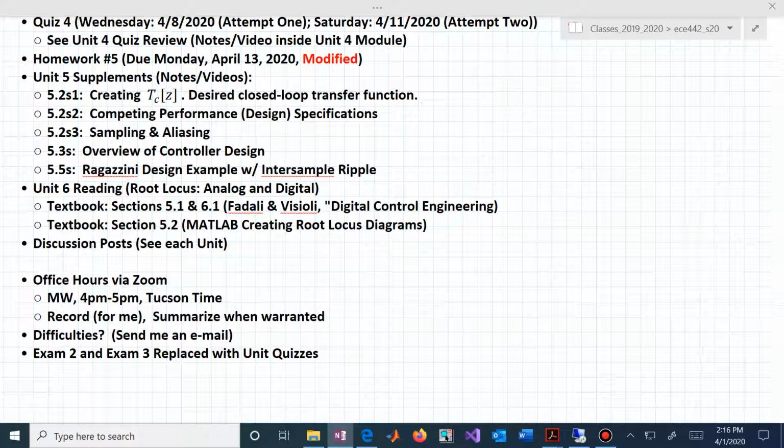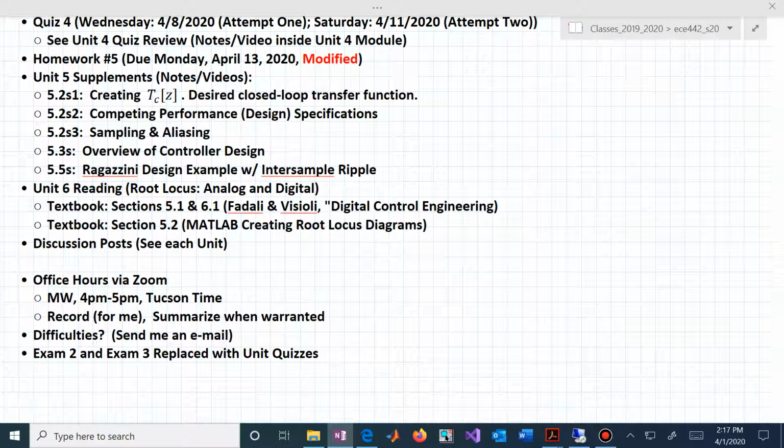Section 5.1 talks about the root locus sketching strategy for the analog controller, and 6.1 talks about that in digital. The rules for creating the root locus are exactly the same for an analog S-domain root locus sketch or for a Z-plane digital or discrete time setting root locus sketch. It's just how do you interpret those sketches.